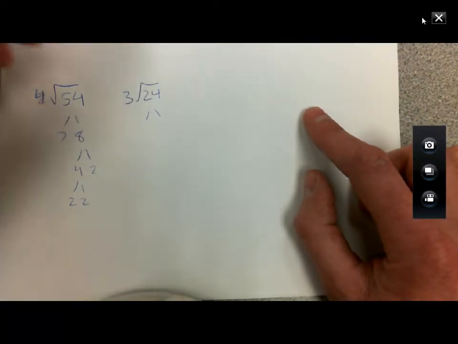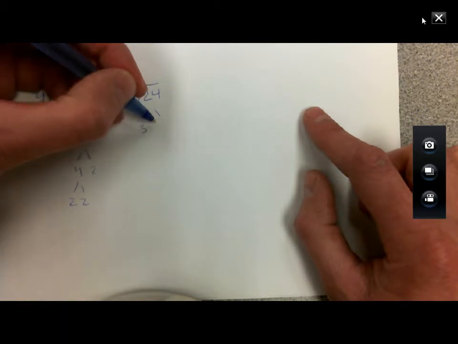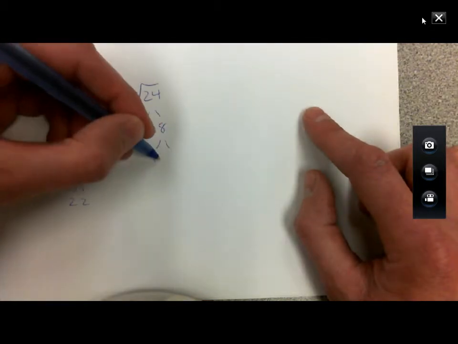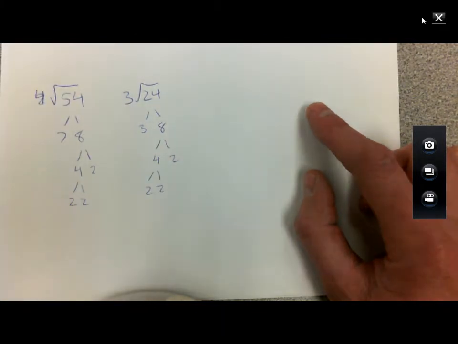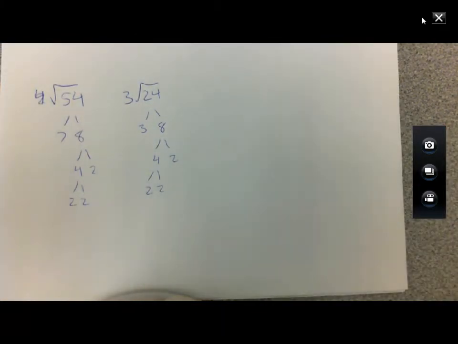24. All right, 24 is going to be, let's go with 3 and 8, 4 and 2, 2 and 2.